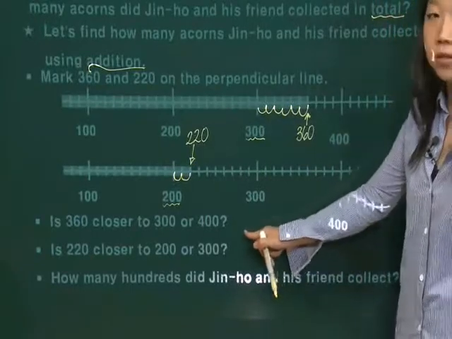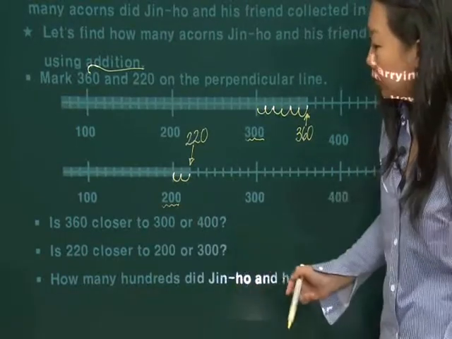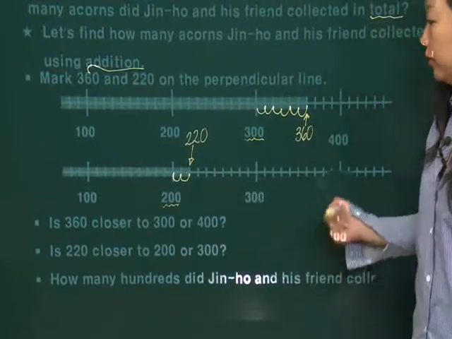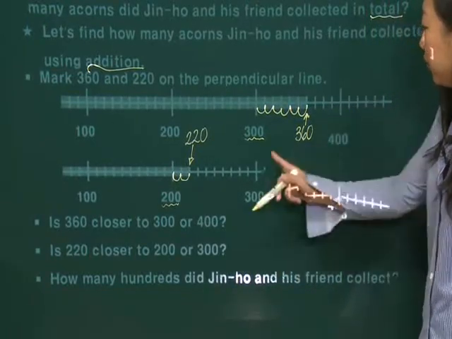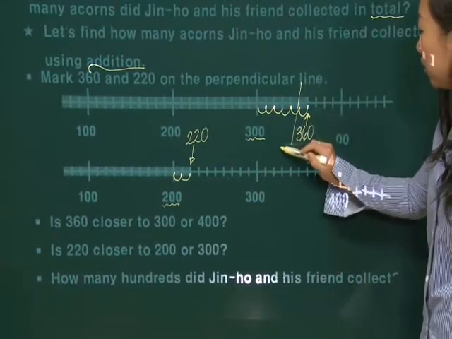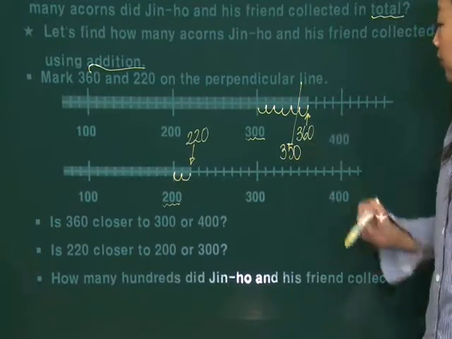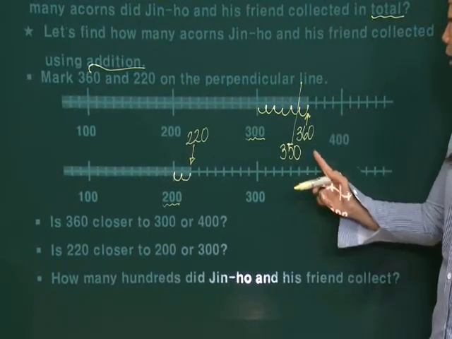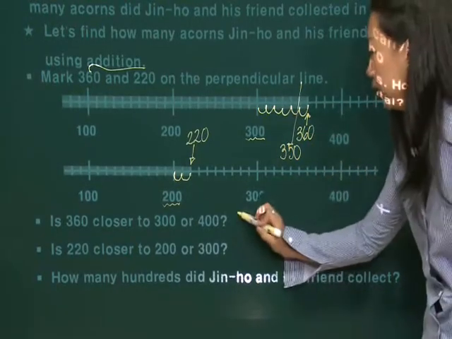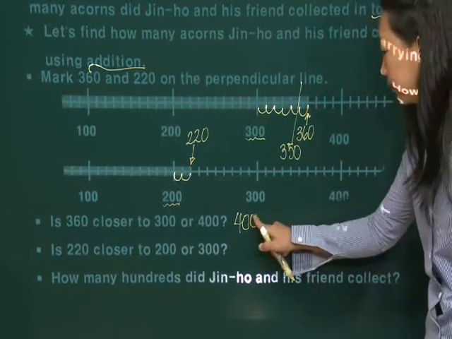But how about if we take a look at our questions down here? It says, is 360 closer to 300 or 400? Let's take a look. As you know, from 300 to 400, the middle will be how much? It'll be 350. But the number is 360. Therefore, 360 is closer to 400. So we say that it's closer to 400.